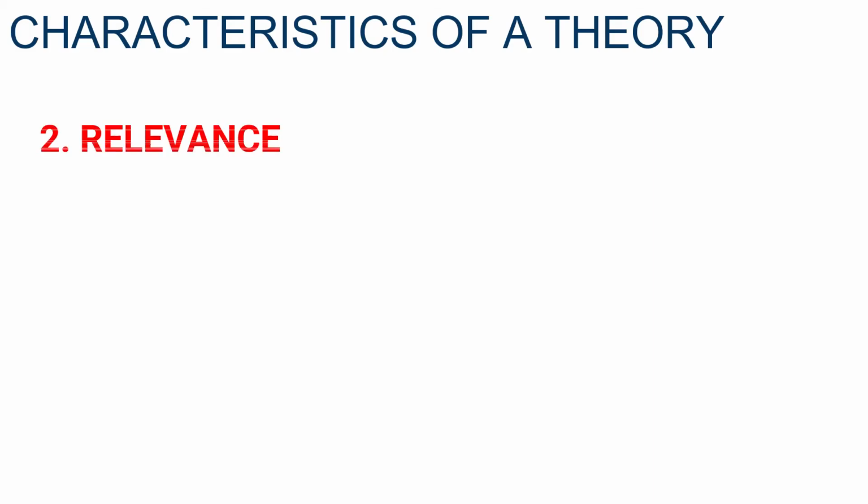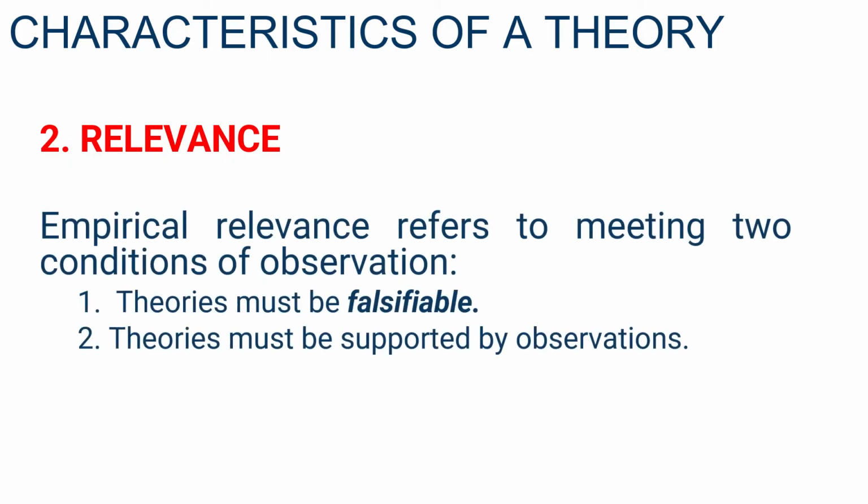The second characteristic of a theory is that it must be relevant. Now, you would know that a theory is relevant if, number one, it is falsifiable. It is capable of being proven wrong. And this helps us maintain our objectivity as researchers, that when we do a research study, the idea is eventually to prove the theory wrong because theories must be falsifiable.